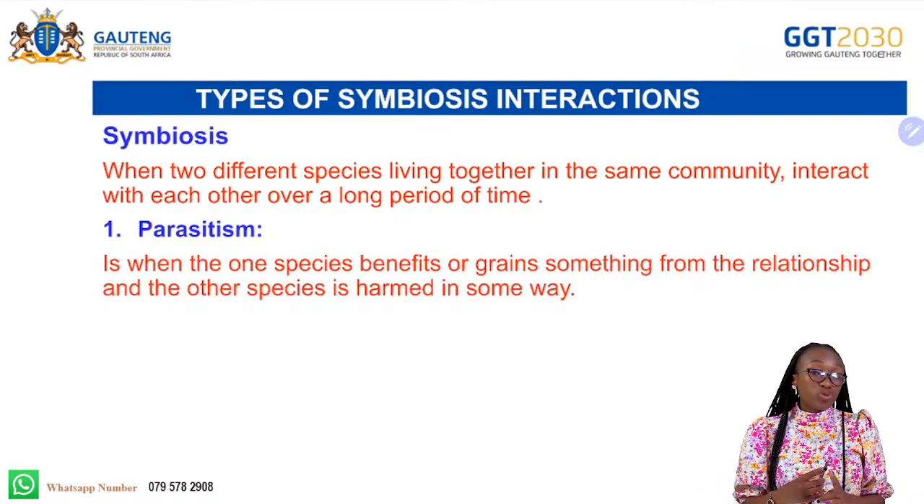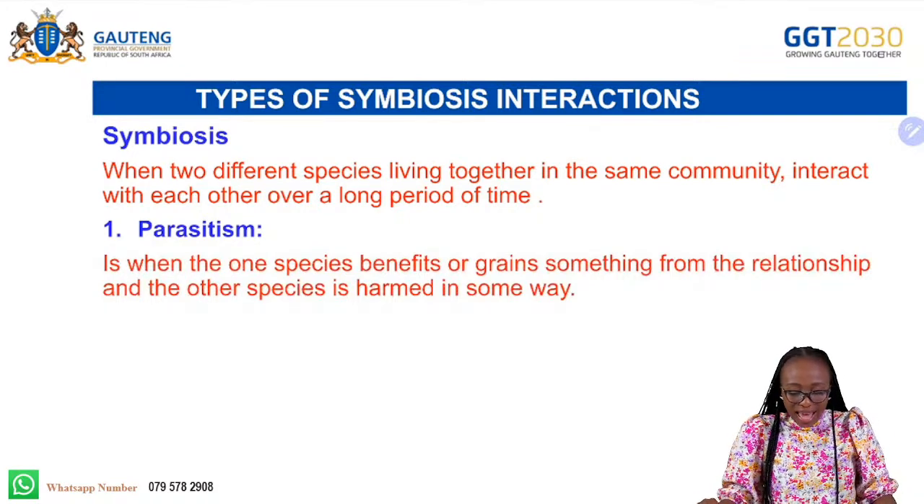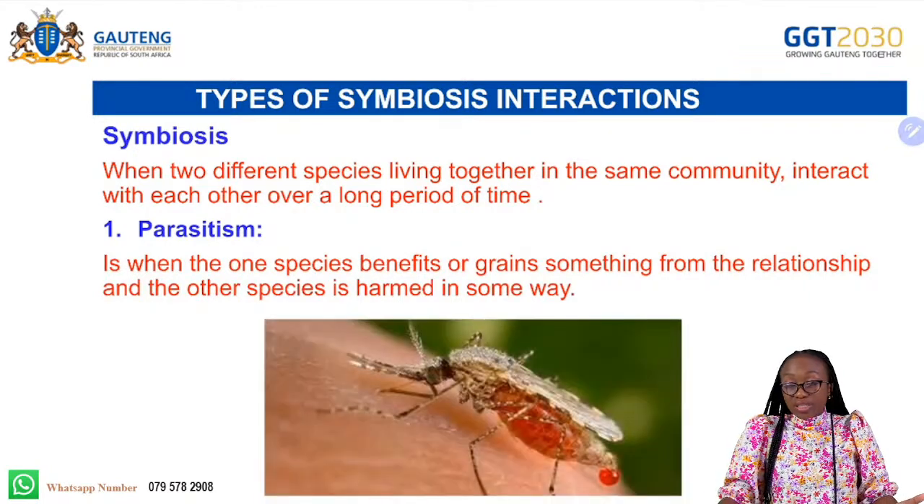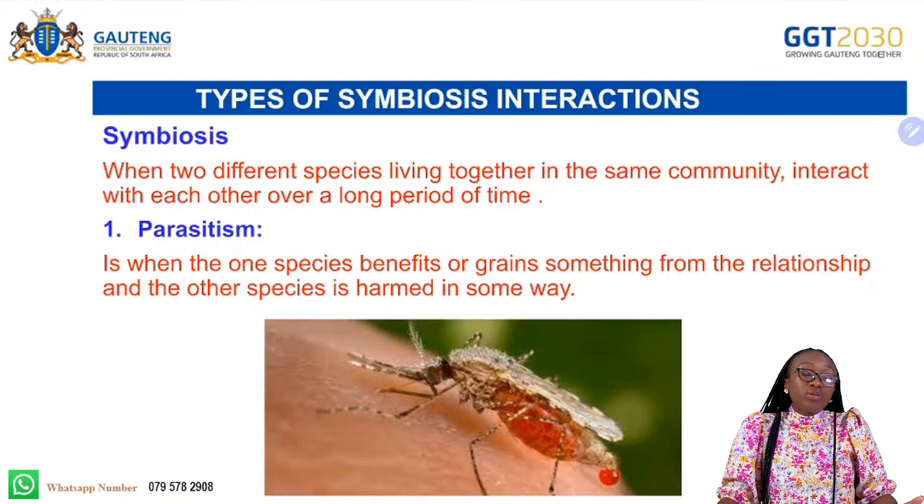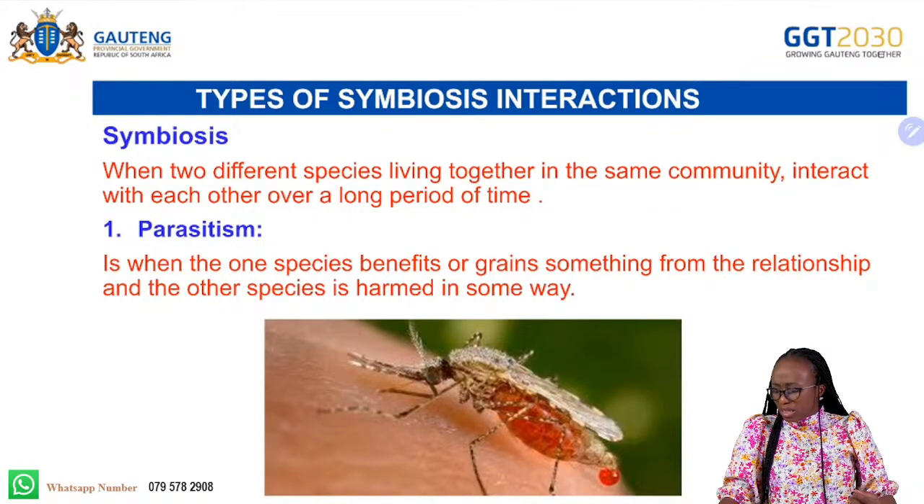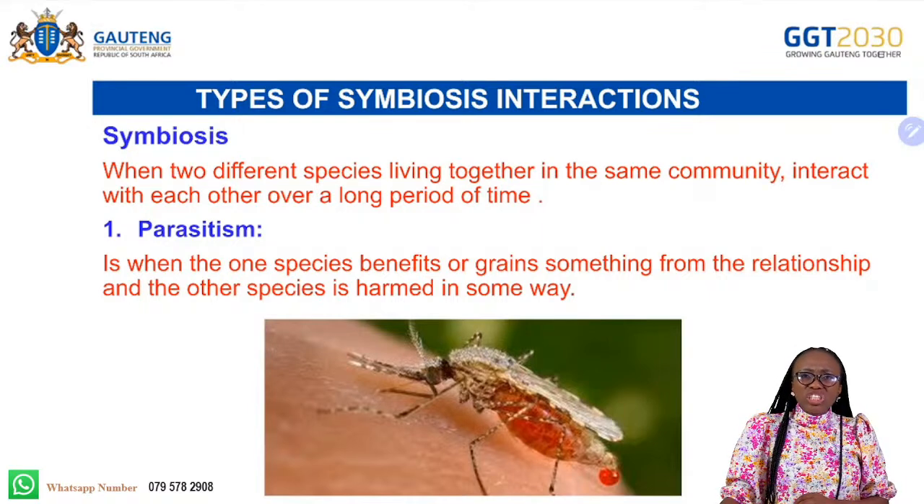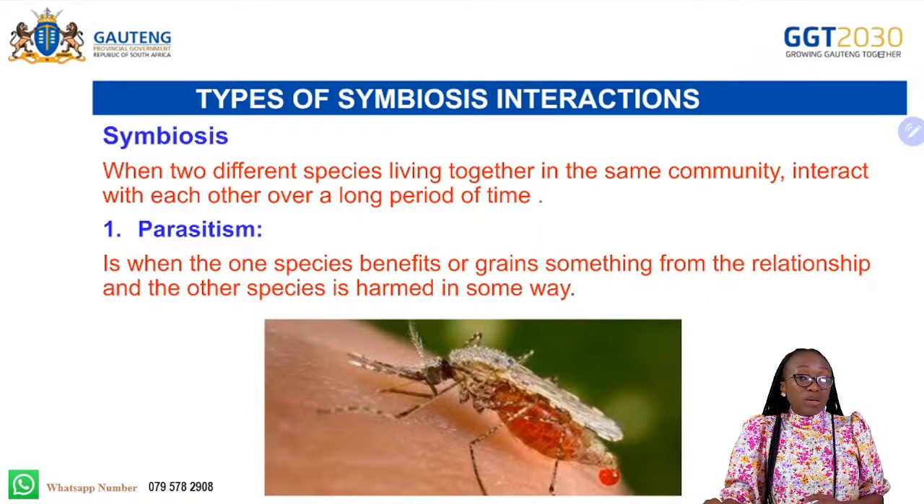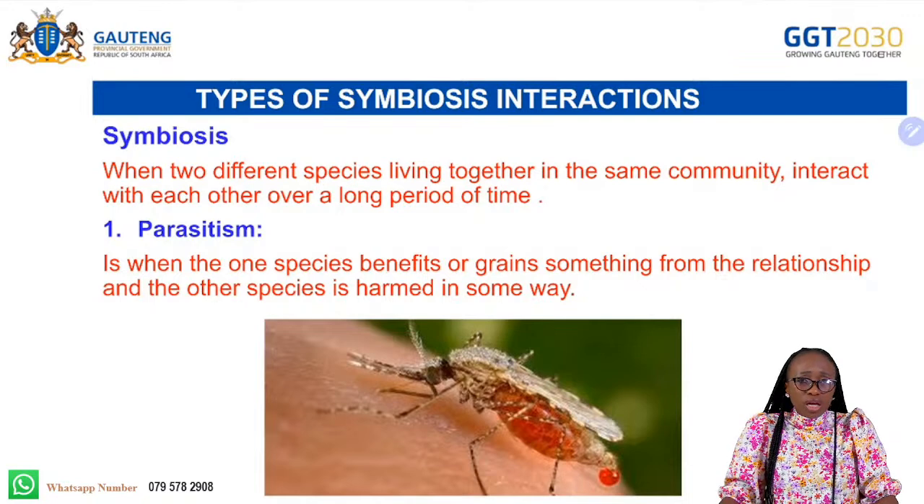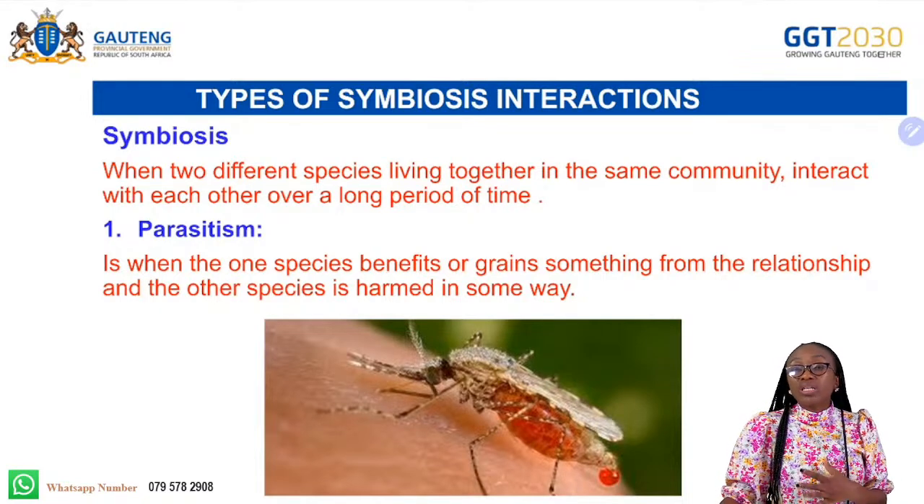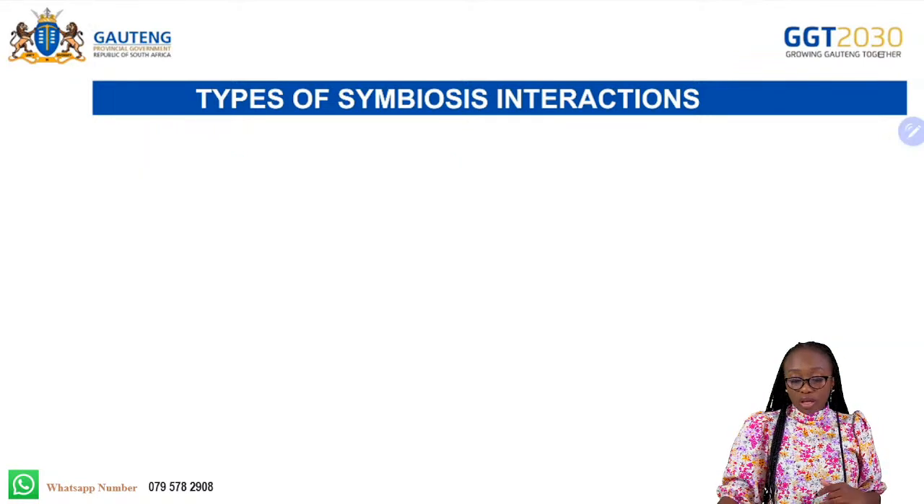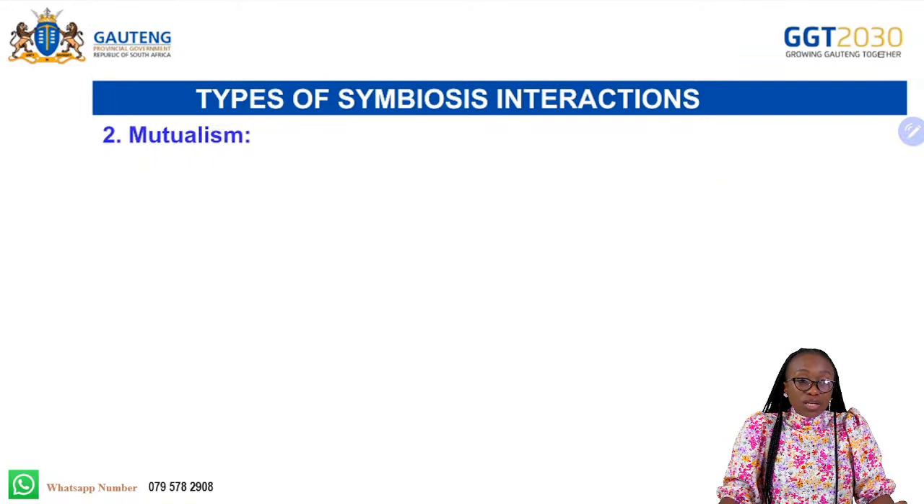Remember, it's a relationship between two living organisms, with the other species being harmed in some way, like the mosquito and the human. The mosquito gains blood from the human by sucking blood, but then the human is harmed by getting bites that are itchy and swell up, and sometimes they can spread disease. So the human is not benefiting anything from the parasitic relationship with the mosquito.